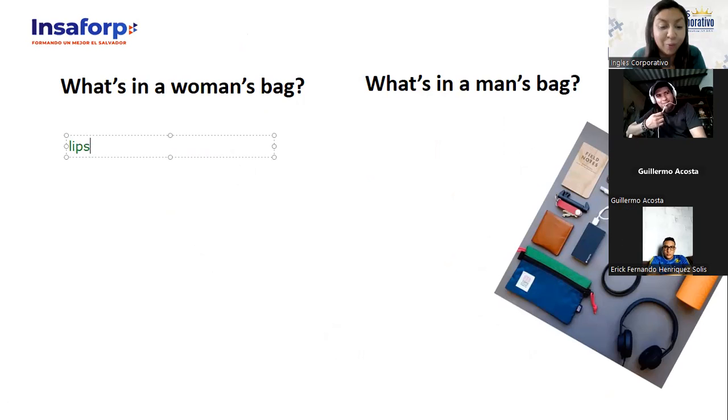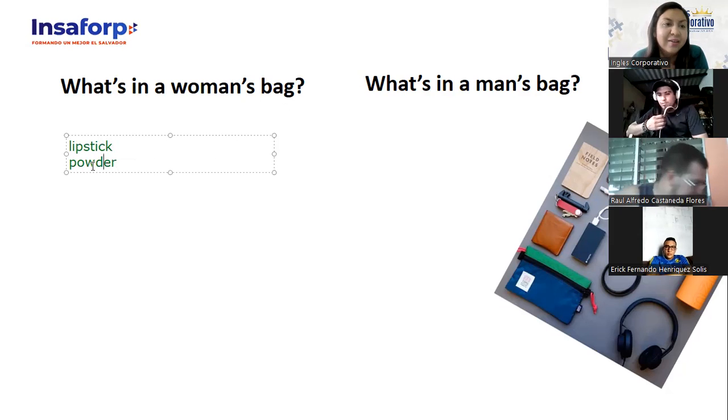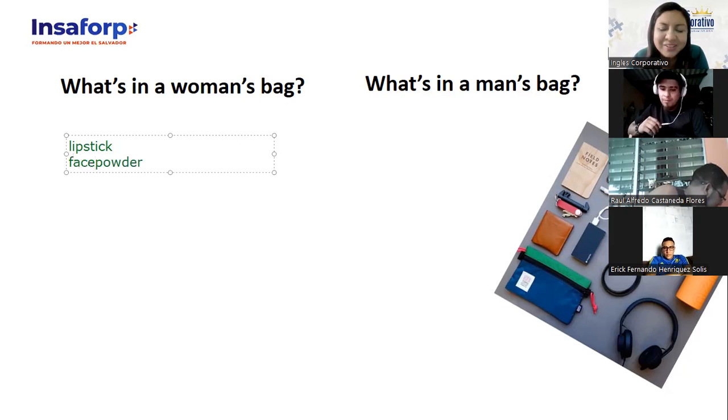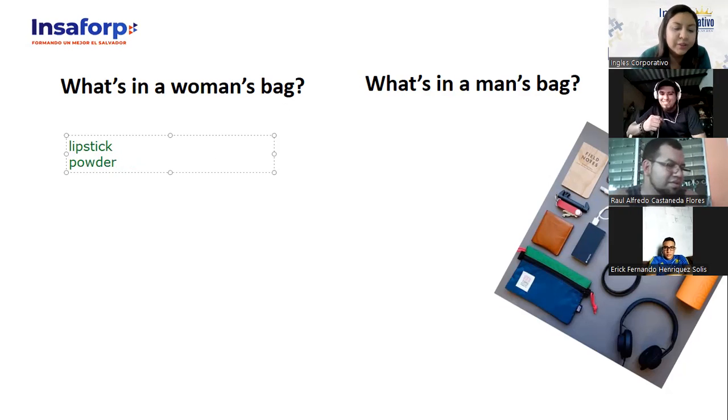Lipstick. Lipstick, of course. ¿Cómo se dice polvo en inglés? Powder. Okay, that is in the makeup kit. Okay, the powder for the makeup.